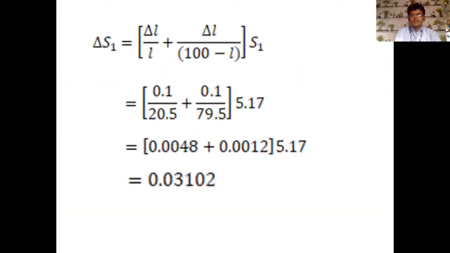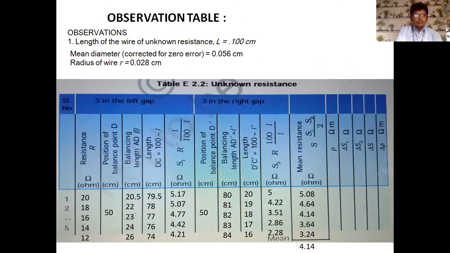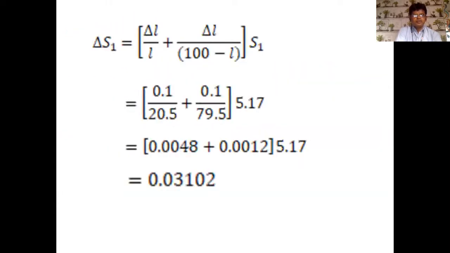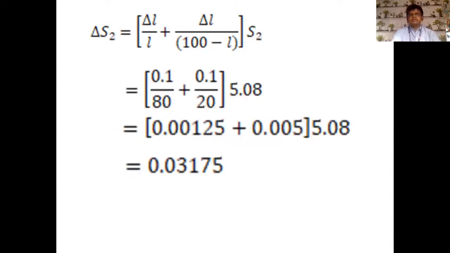So we put it here in our equation, and the S1, the first value, is 5.17. We put it here, and after calculation we found the first value of delta S1, 0.03102.